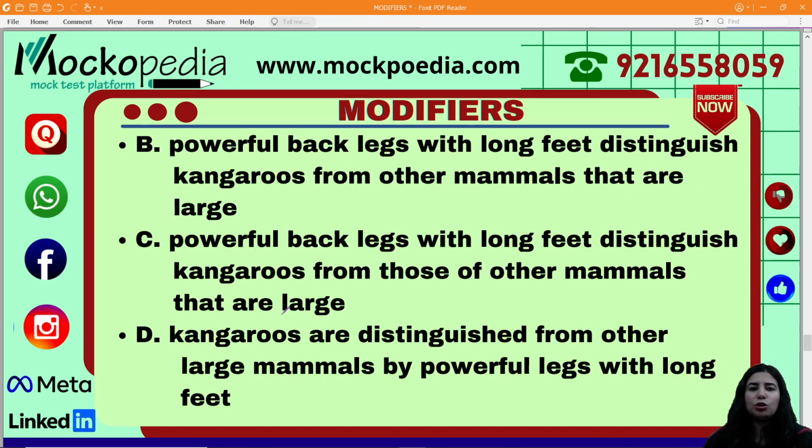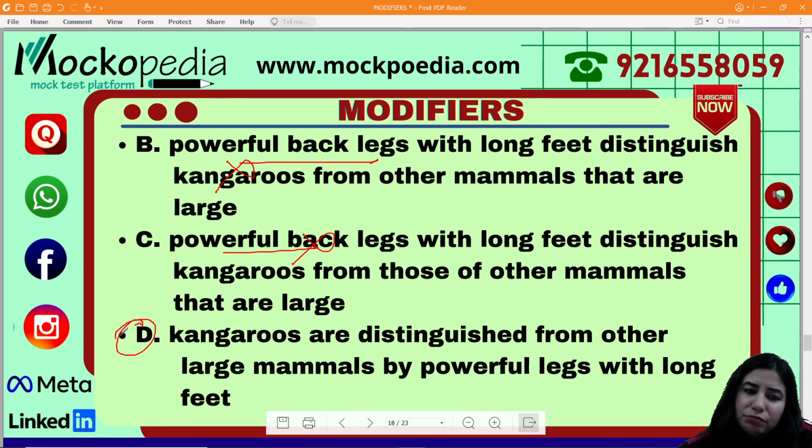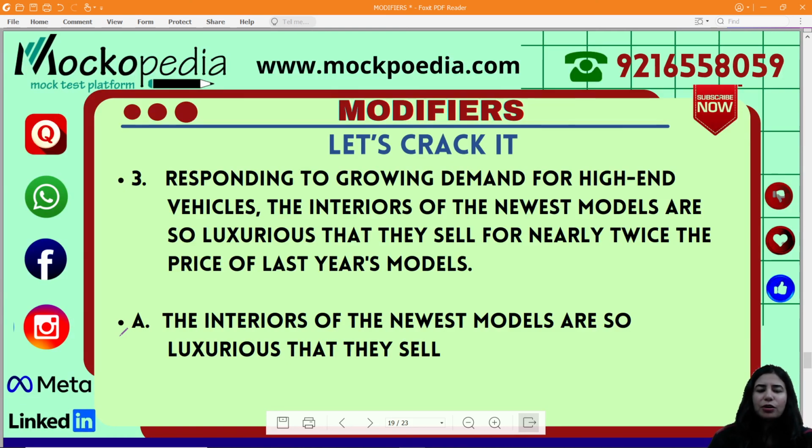Take a look at the other options. So powerful back legs with long feet, again the same error. तो ये भी एलिमिनेट हो गया. यहाँ भी स्टेटमेंट को रीट्विस्ट करके प्रेजेंट किया, यहीं पर आपका एरर सॉर्ट आउट हो जाएगा. So we already identified that we would want kangaroos coming after the modifier, and that's where we solve the question, right? So we'll do one more question before we call it a day.